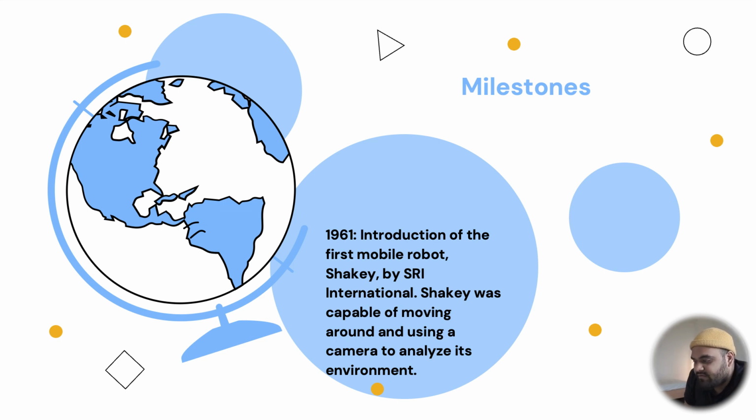1961, introduction of the first mobile robot, Shakey, by SRI International. Shakey was capable of moving around using a camera to analyze the environment. Now, you can already see that in 1961 we were able to do image processing and image-based analysis. And that's quite advanced, looking at where we were in 1961.